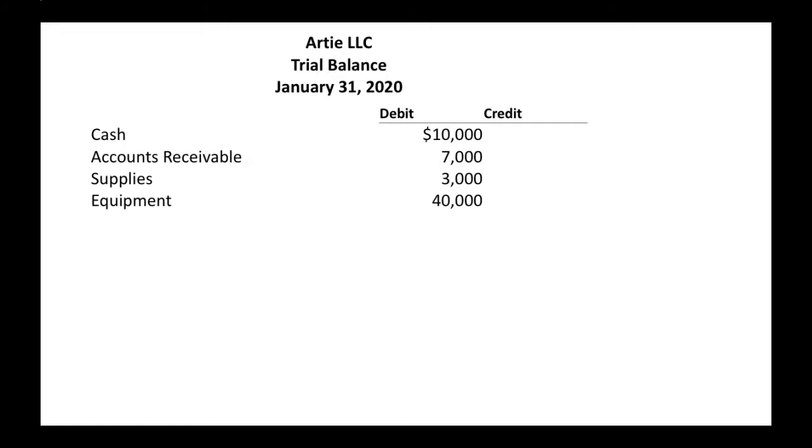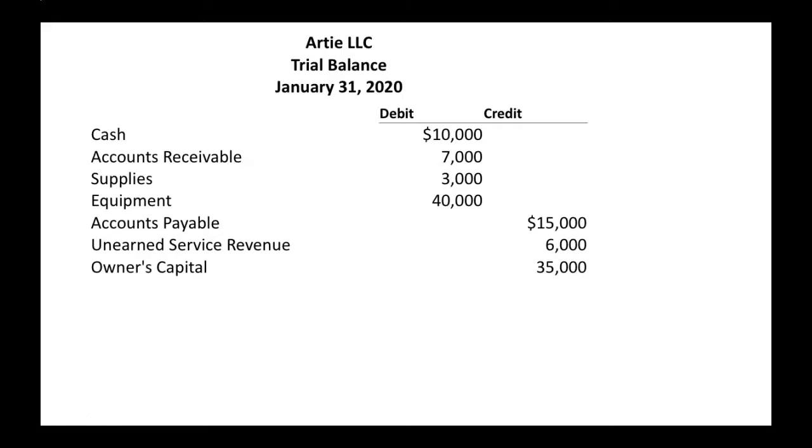After our assets comes our liabilities. So we had accounts payable and we had unearned service revenue. You'll notice that those balances are over on the credit side. Now, after liabilities are all of the owner's equity accounts, right? Capital, drawings, revenues, and then expenses. So we first want to list out our owner's capital, then our owner's drawings, then our revenue, right? And notice how the balances are going on the side of that account's normal balance.